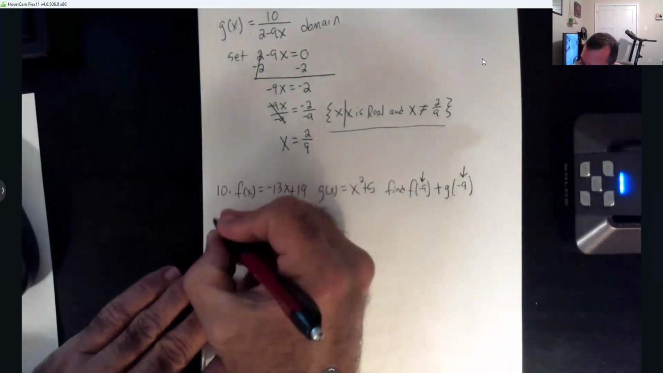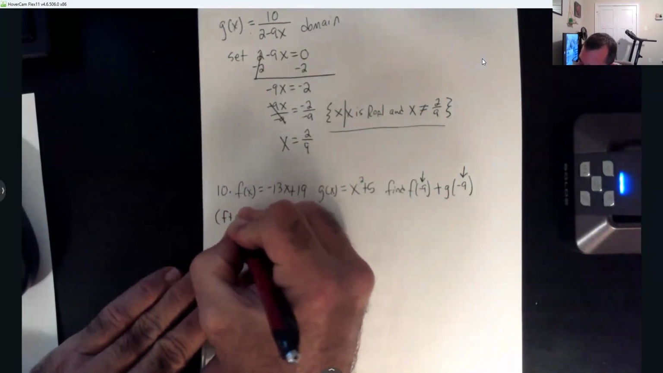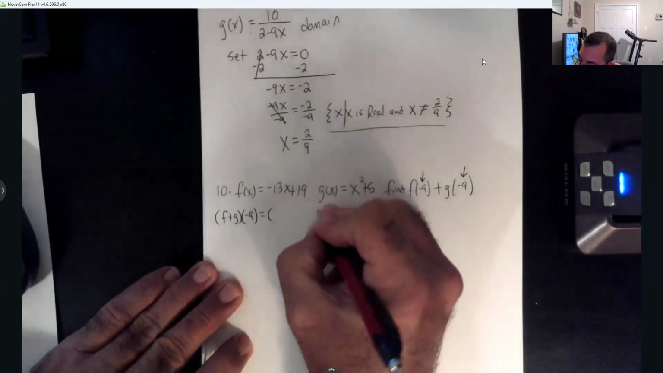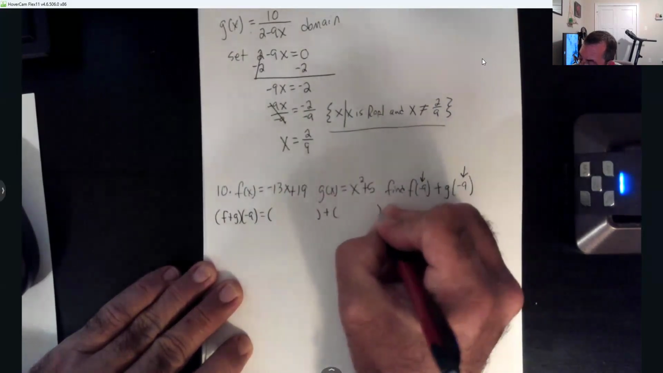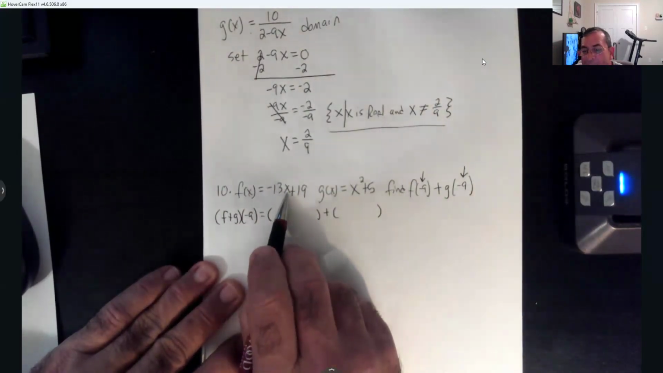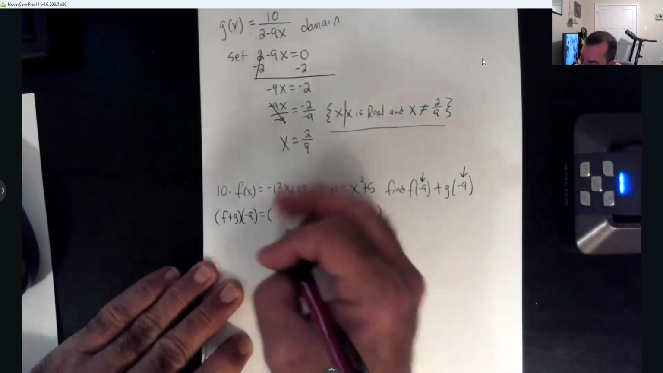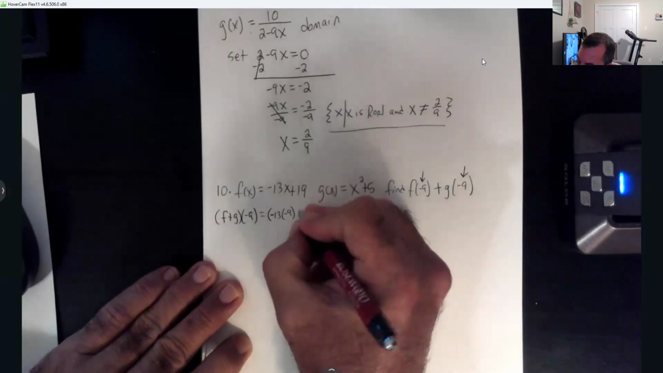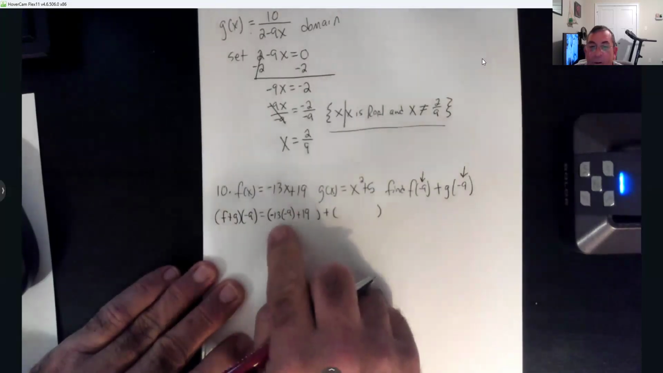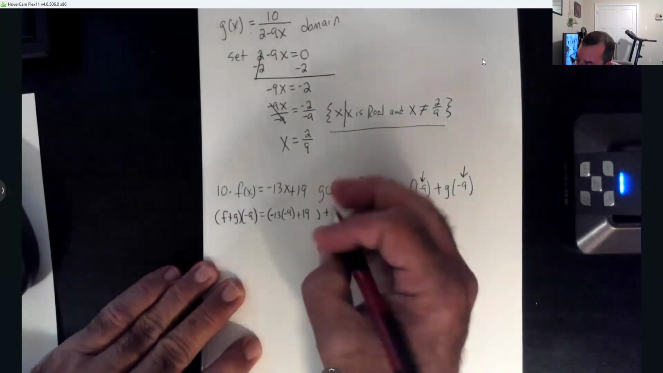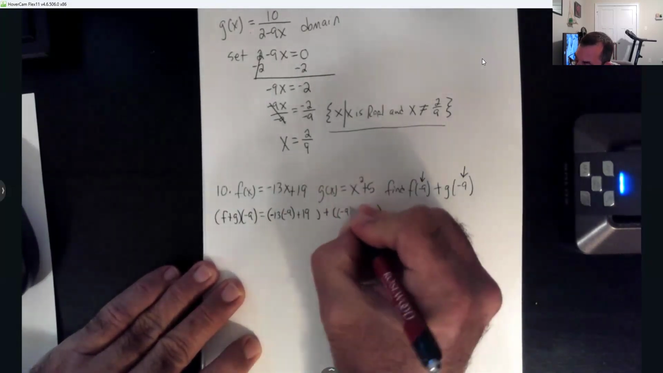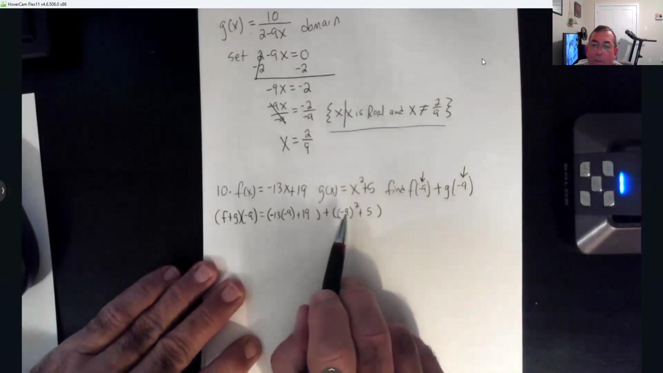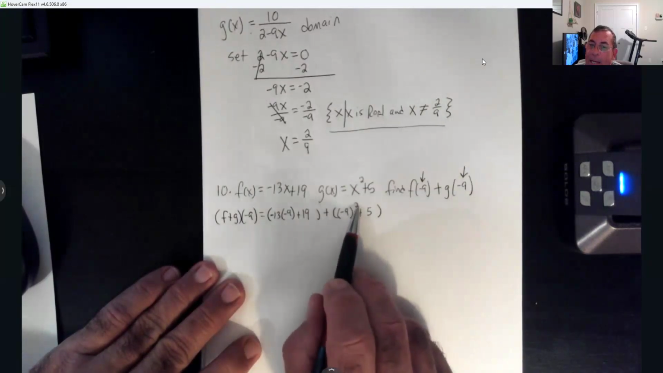All right, so I'm adding two functions. So that's going to be f plus g of a negative 9. That'll equal my f plus my g. And I'm going to put a negative 9 in for these x's. So you got negative 13 times negative 9 plus 19 in the first parentheses. Over here, we'll have negative 9 squared plus 5. So remember, always put negative numbers in parentheses when you got exponents.